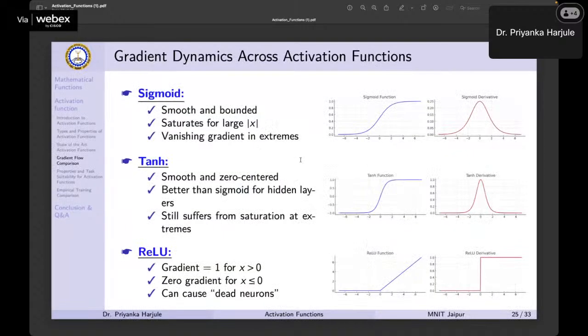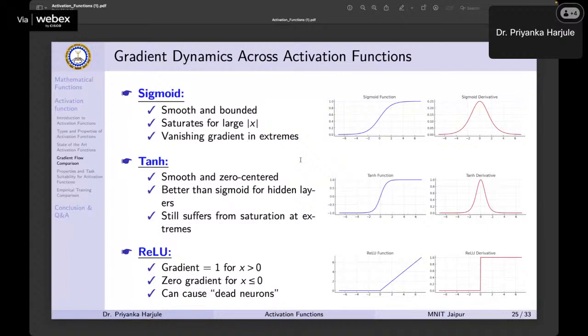Now here we compare the gradient dynamics of activation functions. Why does gradient dynamics matter? As we know, when we are training a deep neural network using gradient based optimizers, we rely on the backpropagated gradients to update the weights. So if these gradients vanish or explode, the learning is hampered. It's the job of an activation function to allow for stable and non-zero gradients over a useful input range.